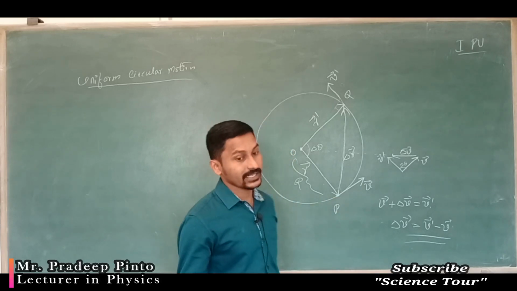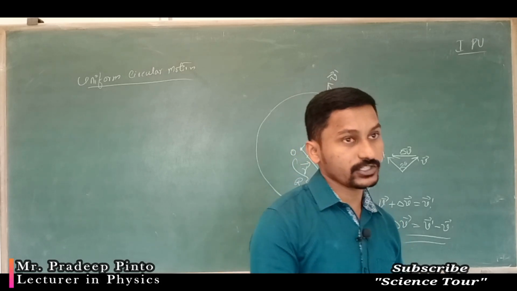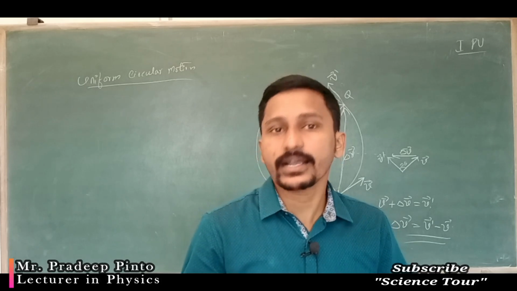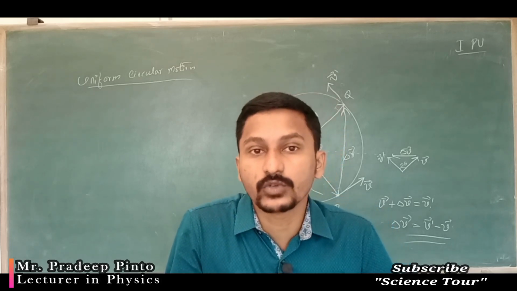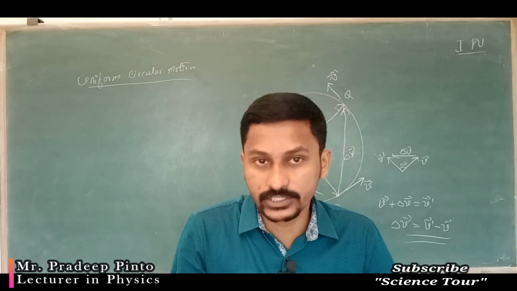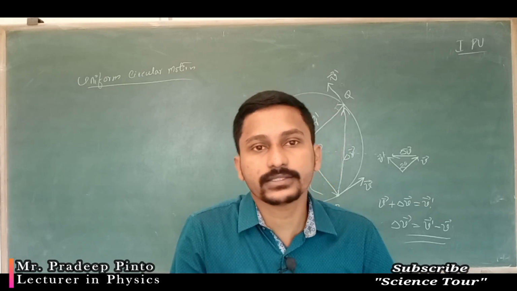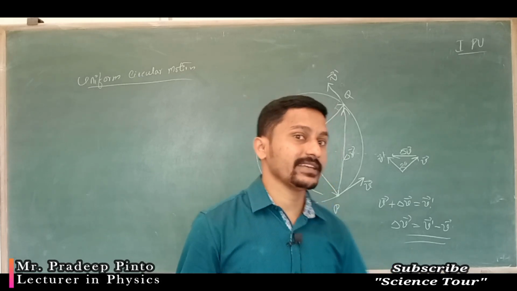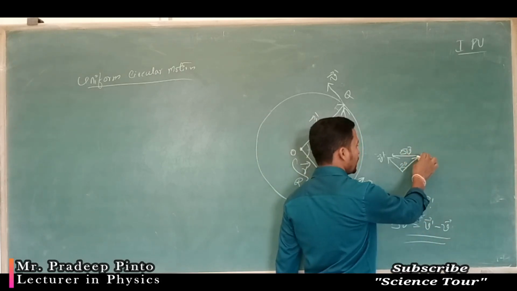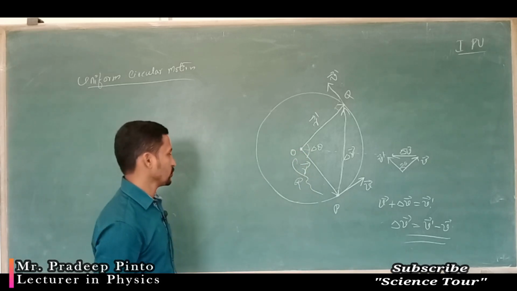See, the acceleration is there because though the magnitude of velocity remains the same, the direction of velocity changes. There is acceleration if an object is moving with uniform circular motion. Though it is moving at a constant speed in a circular motion, it is having an acceleration. And what is the direction of acceleration? The direction of acceleration is in the direction of delta V, and the delta V is always towards the center.